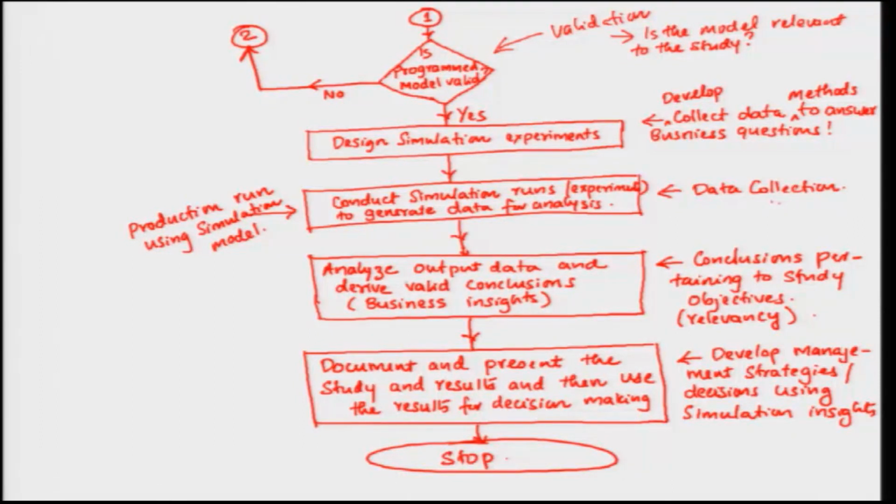Then you analyze the output data collected as per the simulation experiments, and then you try to derive valid business conclusions. This conclusion should pertain to the study objectives, or they should be relevant conclusions. Once that is done, you document and present the study and its results in such a way that they can be used for business decision making. The management insights that you developed from the simulation can be used to build appropriate strategies. Once that is done, the objective of the study is over.